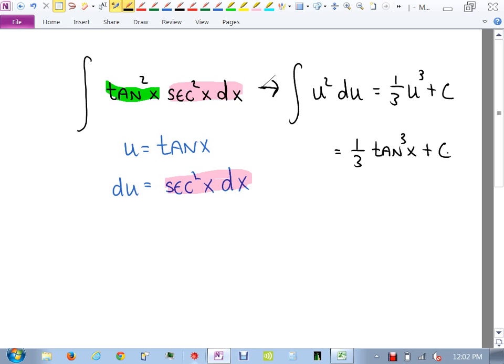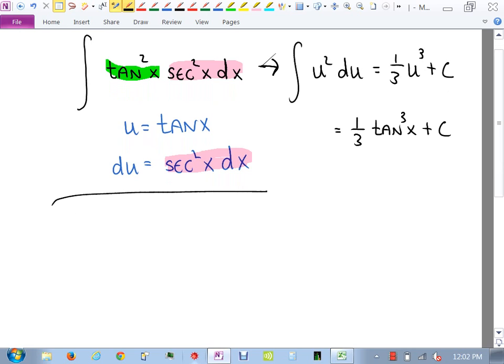Do y'all see it? I could have asked you that problem before today, right? That could have been a test problem. That's just a basic substitution. Agreed? Okay, so let's try something else then, because that's too easy.